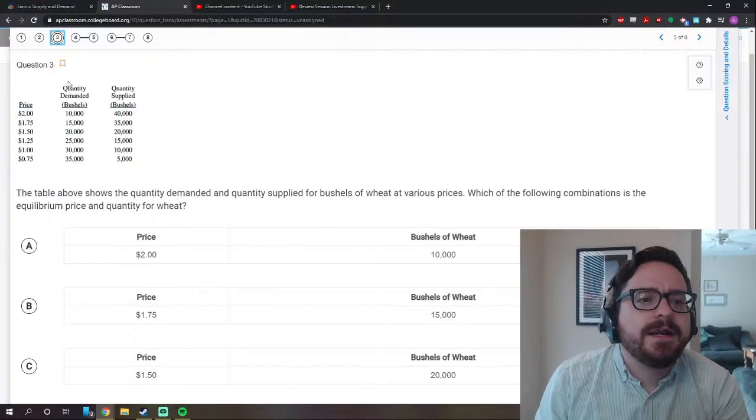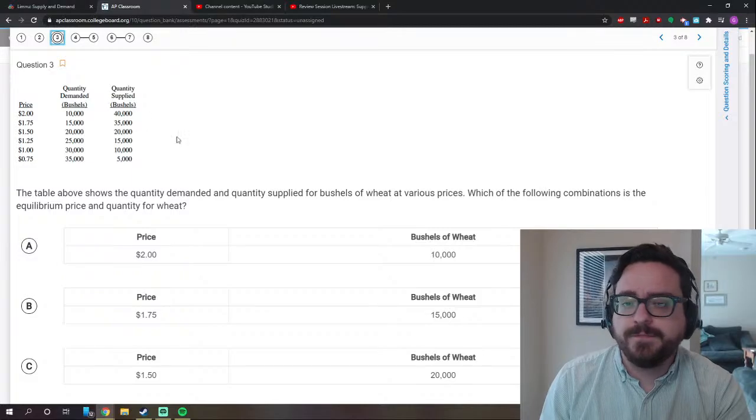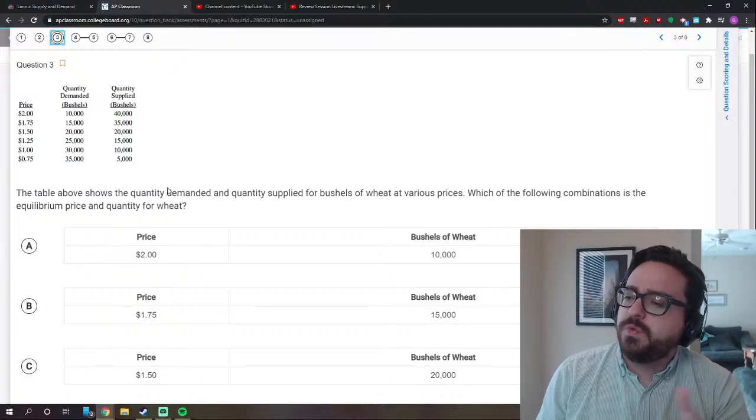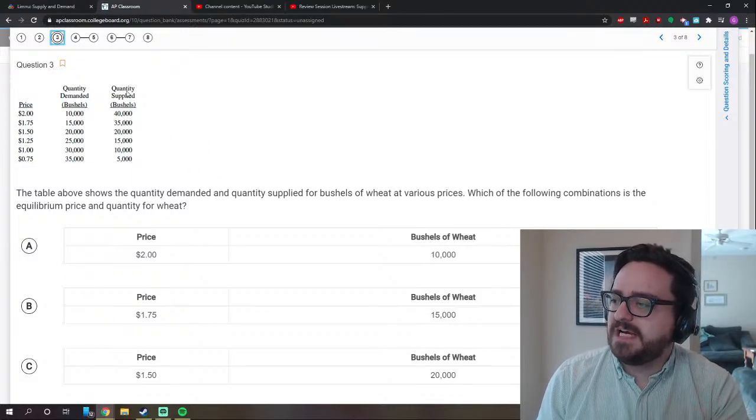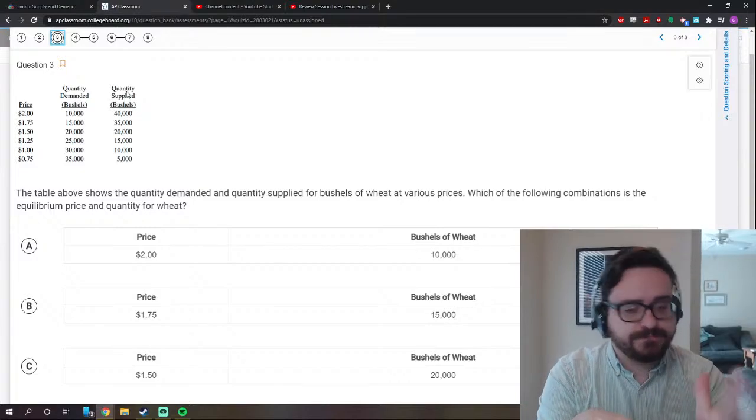Number 3. Numbers. Hard to read those. I tried to zoom it in. It literally wouldn't let me, which is very cool. The table above shows the quantity demanded and the quantity supplied for bushels of wheat at various prices. Which of the following combinations is the equilibrium?